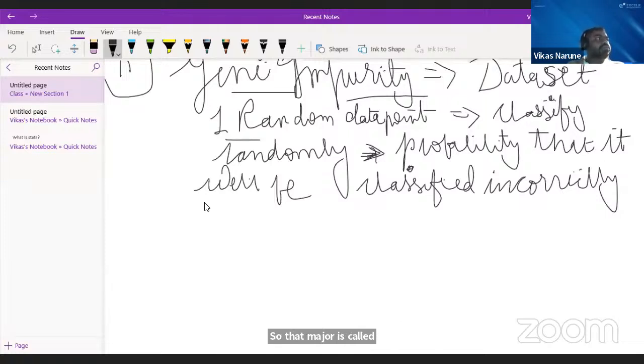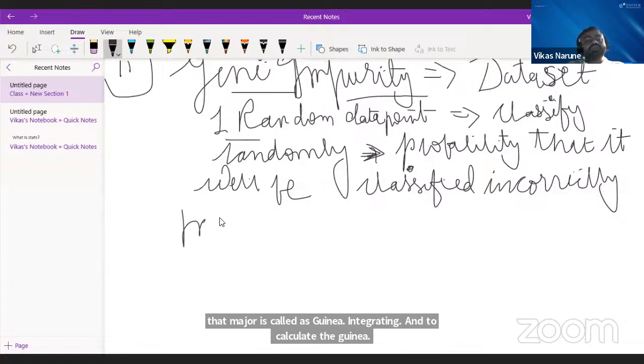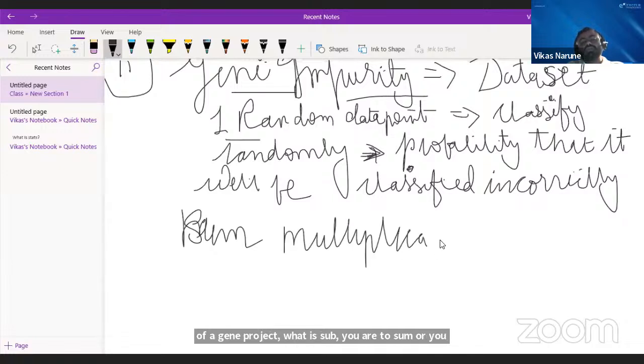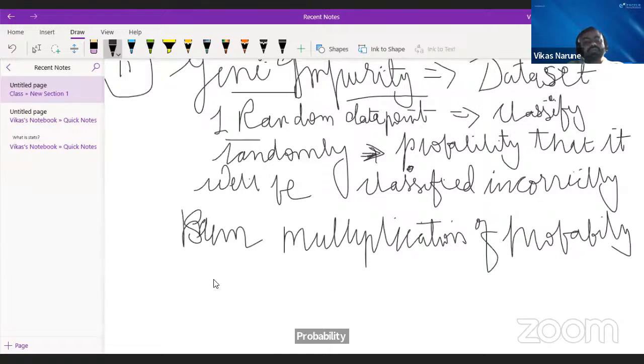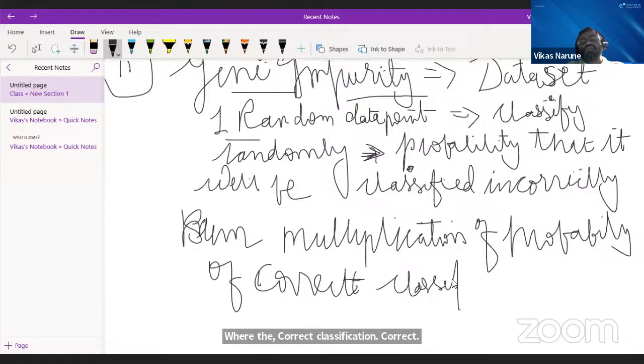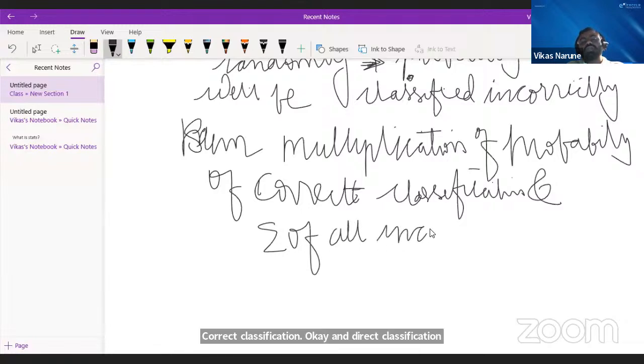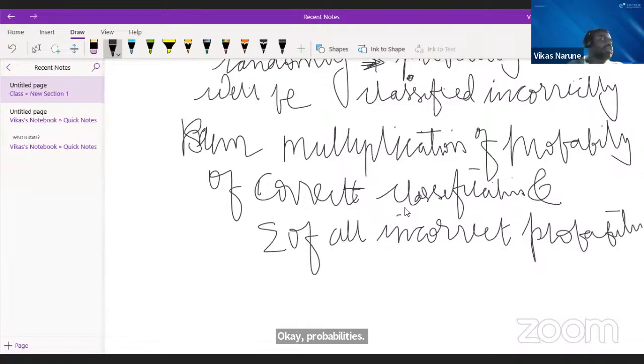To calculate the Gini impurity, guys, you have to perform a multiplication. So in order to create this Gini impurity, you have to take the sum, or you can say a multiplication, of the probability of correct classification and the summation of all incorrect probabilities. So this is what they talk about.